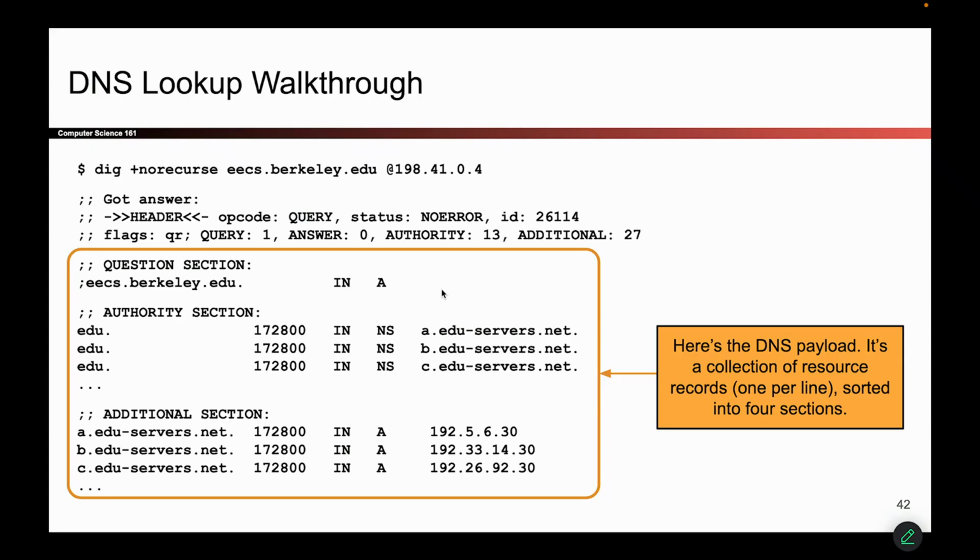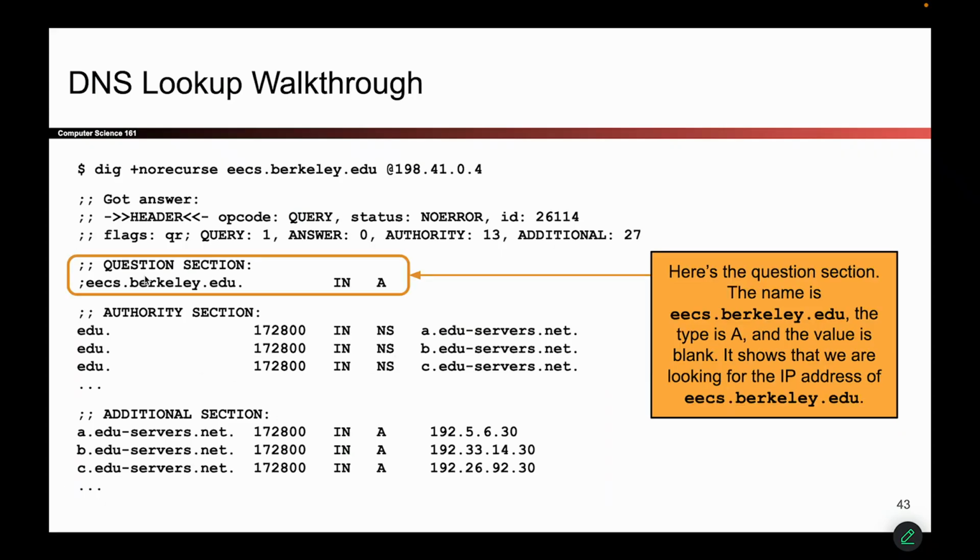Each section just has a pile of records. All DNS data comes in records. So ultimately, this is just a pile of records sorted into 4 sections. The first section is question. So this tells us what the question is. Usually when you send a DNS query with a question, the name server will reply to you with the same question, just as a reminder of what you asked. So this is the reply that's saying, you asked for the IP address of eeks.berkeley.edu.